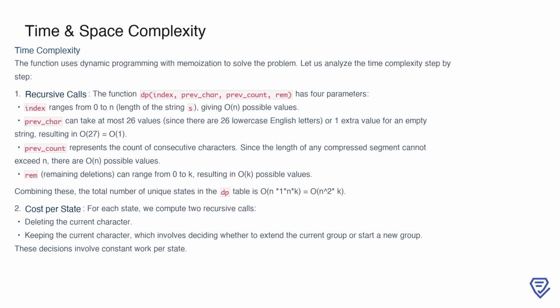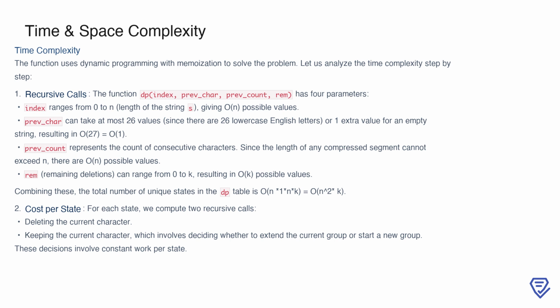The index parameter can take values from 0 to n, where n is the length of the string, giving us n possibilities. The prev_char parameter represents the previous character in the sequence, which can be one of 26 lowercase letters or an empty value, making this effectively 1. The prev_count parameter tracks the count of consecutive characters, which cannot exceed the length of the string, so there are n possibilities. Finally, rem, which represents the remaining deletions, can vary from 0 to k, resulting in k possibilities.